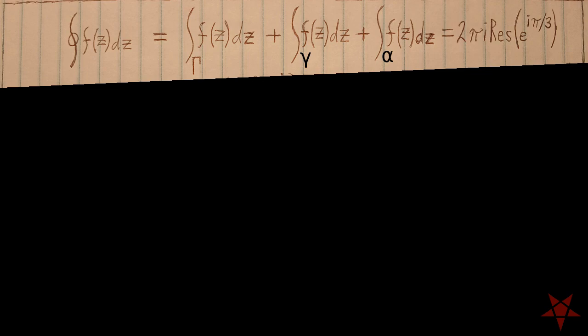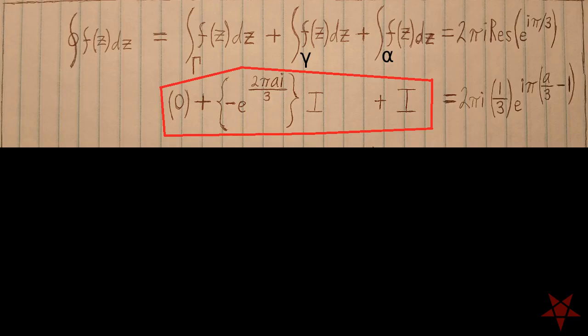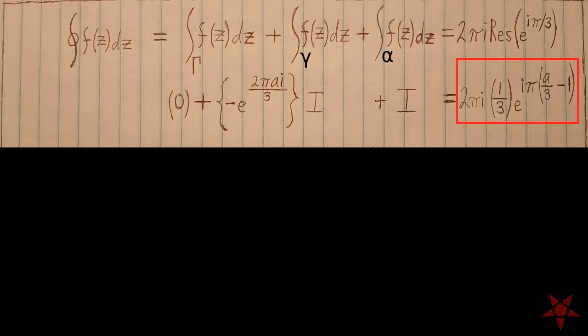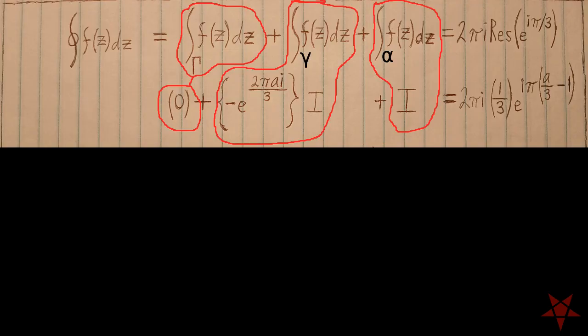We should also take a second look at our formula for the closed contour, its constituent parts, and its relation to the residue at point e to the power of i pi over 3. If we insert our values for the three path integrals and the aforementioned residue, we now have an equation that we can use to solve for capital I. So let's hurry up and solve it.